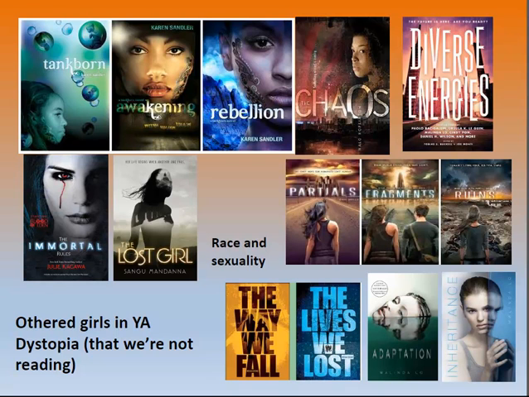We have the Partials series, which is a lot around cyborg technology, The Way We Fall and The Lives We Lost, which are the first two books in a three-book series that features an indigenous girl on an island and her struggles. We have Adaptation and Inheritance, which are both alien stories, and a couple of my favorite books, a lot of really interesting stuff around sexuality, bisexuality, and stuff like that. So a lot of really interesting things happening in YA dystopia books.